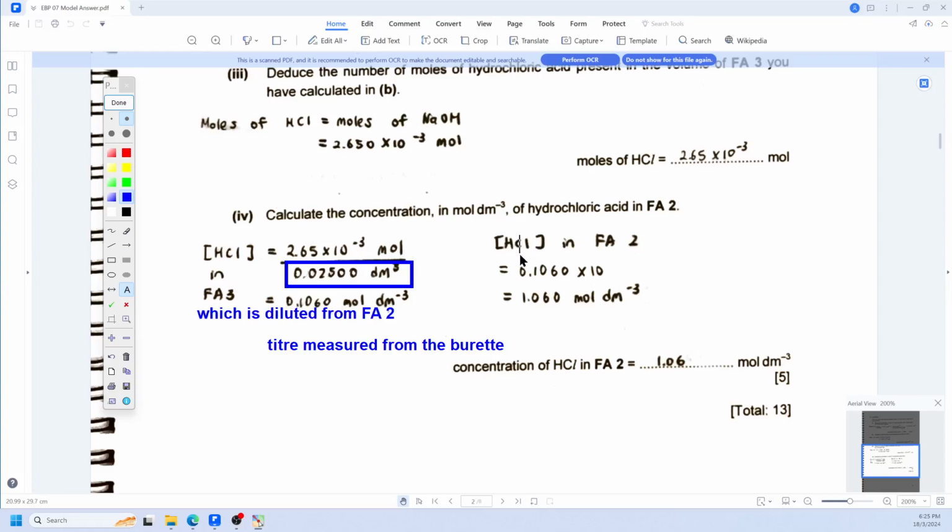So therefore, when I want to find the concentration of HCl in Fa2, I times 10, because that is what we call the dilution factor. So I times 10 and get 1.060 moles per decimeter cube of Fa2.